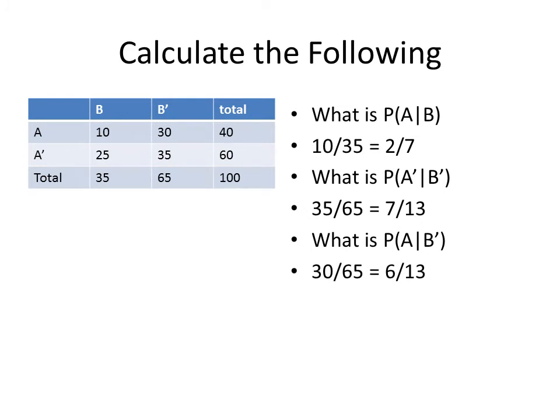And just to help us with the next part of the problem, what is the probability of A happening? Well, the probability of A happening would put you, well, the total is 40. The grand total is 100. So it's 40 over 100, which is 2/5. Okay?